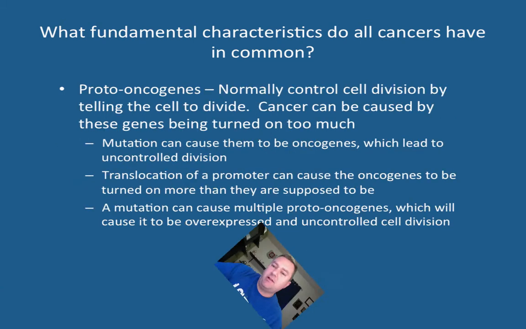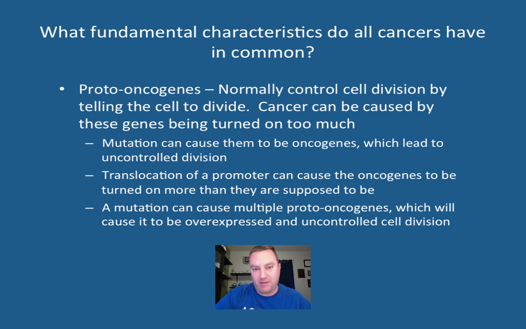All right. There's two main genes that are involved with cancer, and the first one we're going to talk about here are the proto-oncogenes. Now, proto-oncogenes control cell division by telling the cell to begin to divide. So kind of think of these potentially as growth factors. Now, cancer can be caused when these proto-oncogenes are turned on too much. In other words, the cells are getting too much of a signal to divide, and therefore they're going to divide too much. Now, when they're in the proto stage, or the proto-oncogenes, they are functioning normally.